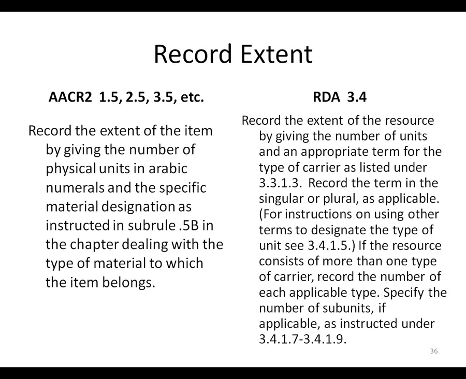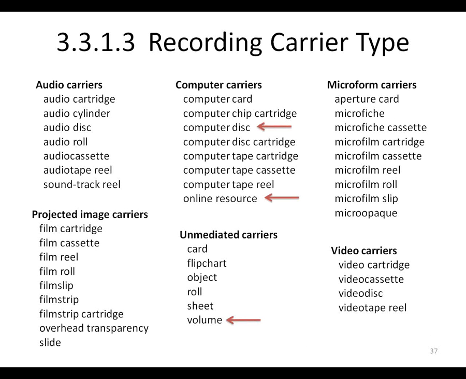Okay, extent. Record the extent of the item using the terms that are supplied in RDA. Commonly use the carrier type terms. So in a serial record, most of your serials, again, I know there are a few of you that work with special formats, but generally it's either going to be print, online, microform, or direct access resources.